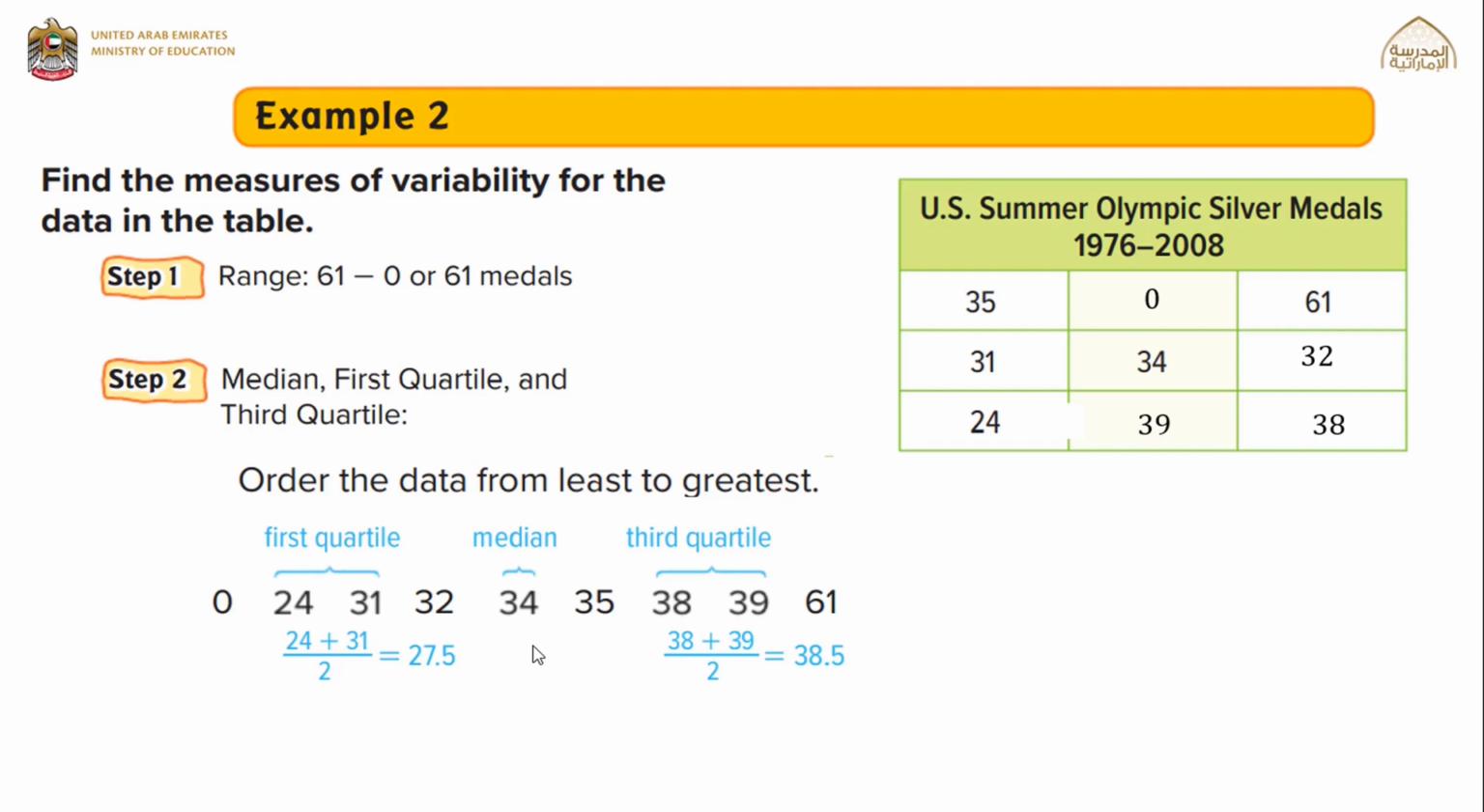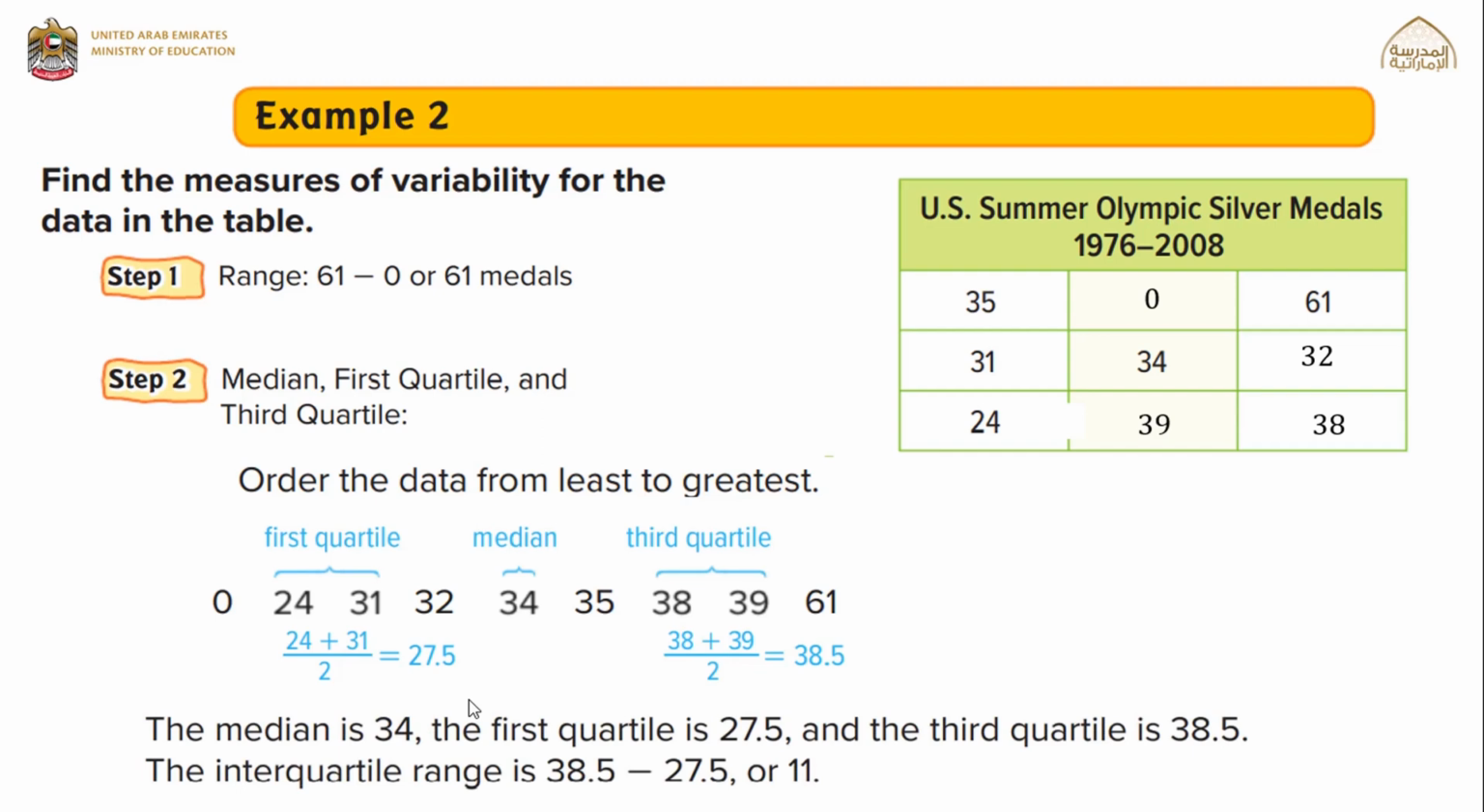Now this median divides the data into two halves, the lower half and the upper half. To find the first quartile, we need to find the median of the lower half, and the lower half here contains 4 values, so it's the mean of the middle two values. Then the first quartile is 27.5 and the third quartile is 38.5. The interquartile range is the difference between the third quartile and the first quartile. Then 38.5 minus 27.5 is 11.